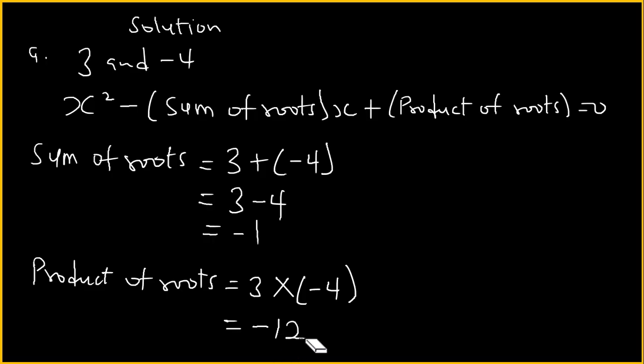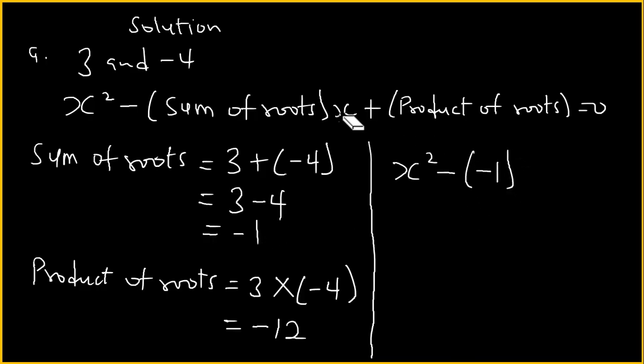So we are going to replace them inside the bracket. Where there is sum, we are replacing it with the sum. So from here we have x squared, minus sum of roots x. So sum of roots in the bracket, which is negative 1 multiplying x, plus in the bracket product of roots we have negative 12. Negative 12 equals 0.